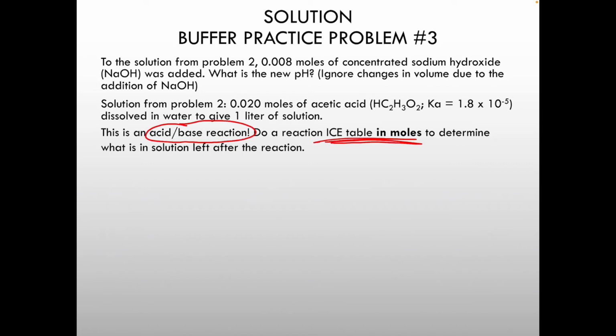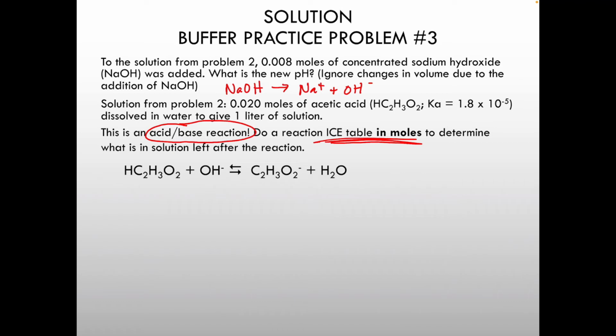In this chapter, this is usually how your problems will go. You're going to have an acid and a base. They're going to react, and you're going to do a reaction ice table and figure out what's left over. That's really, really important because the stuff that's left over is what is going to determine our pH. So our first thing we need to do is write an equation. So we have our weak acid and our strong base, because sodium hydroxide in water will give us sodium and hydroxide.